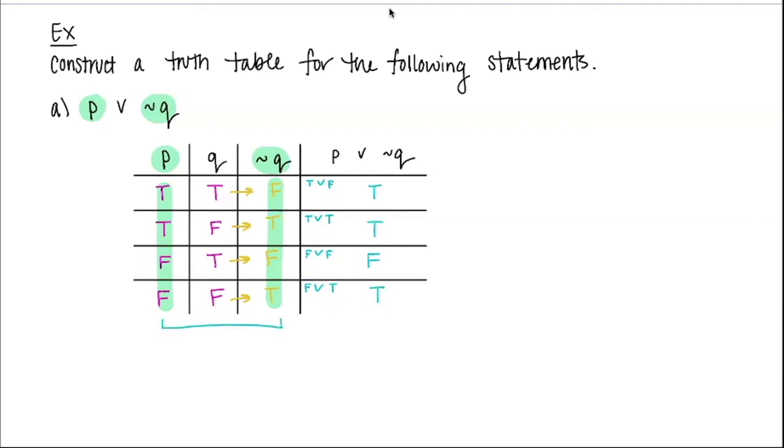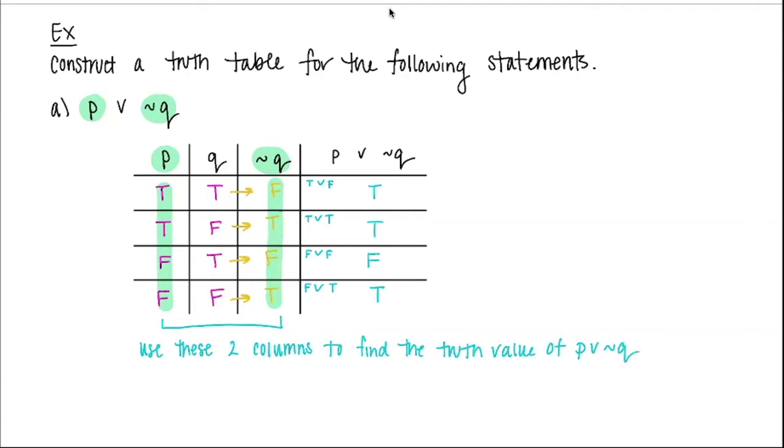So basically, you're using the values of these two common columns to find the truth value of P or not Q. Okay.